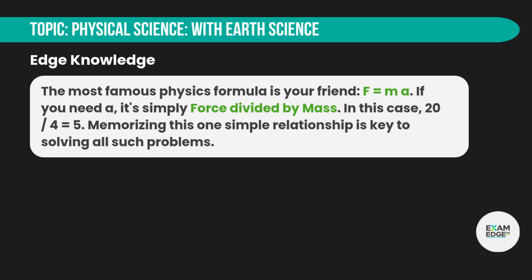F equals ma. If you need a, it's simply force divided by mass. In this case, 20 over 4 equals 5. Memorizing this one simple relationship is key to solving all such problems.